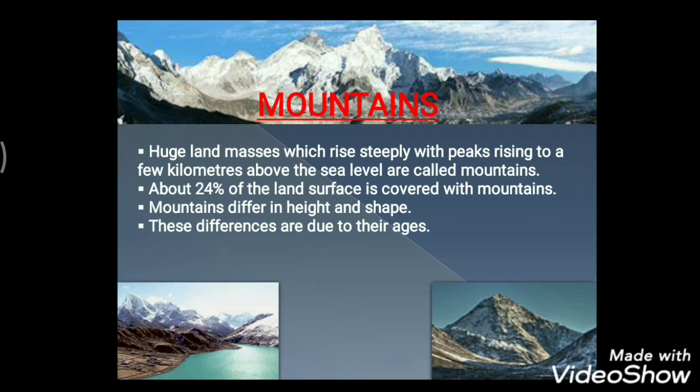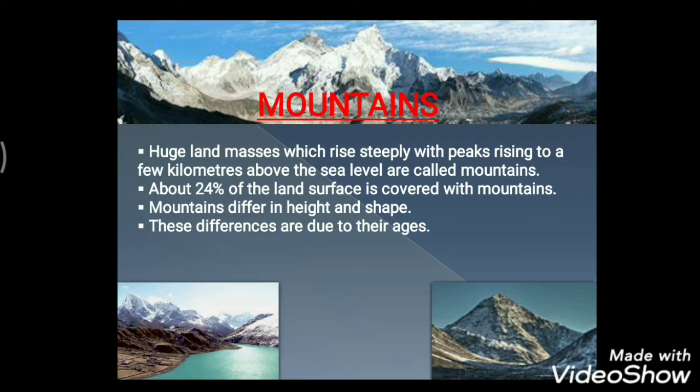Mountains differ in height and shape. A few are much higher and a few are a bit lower. Why is this difference present among the mountains? These differences are due to their ages. In accordance with age, mountains can be divided into two types: old fold mountains and young fold mountains. The old mountains are nearly 200 million years old, and the young mountains are around 50 to 100 million years old.